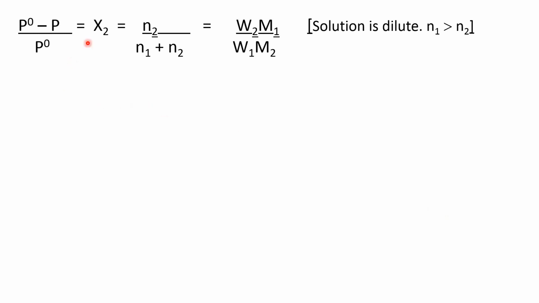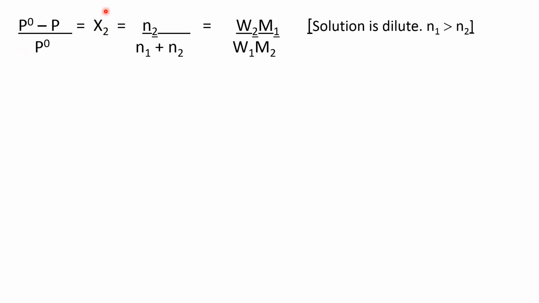Now, Raoult's law of dilute solution, we have to explain it first. According to Raoult's law of dilute solution, relative lowering of vapor pressure, that is the lowering of vapor pressure divided by the vapor pressure of the pure solvent, due to addition of non-volatile solute is equal to the mole fraction of the solute in the solution, provided the solute must be non-volatile, the solution must be dilute, and the solute should not undergo any association or dissociation.